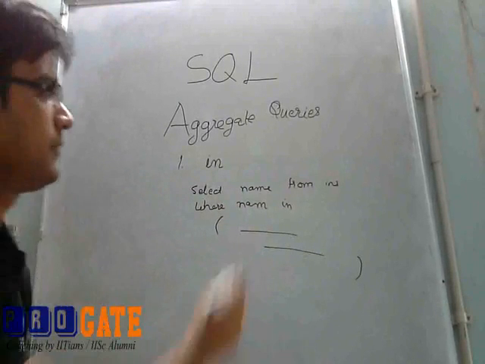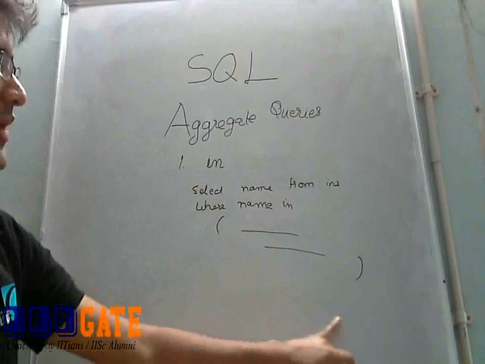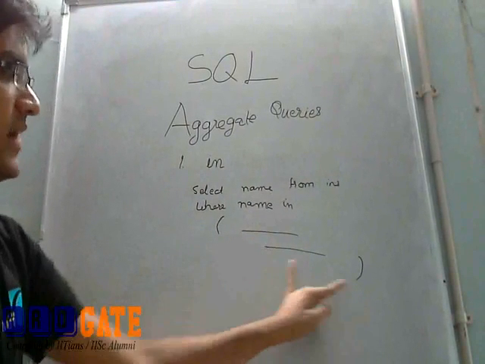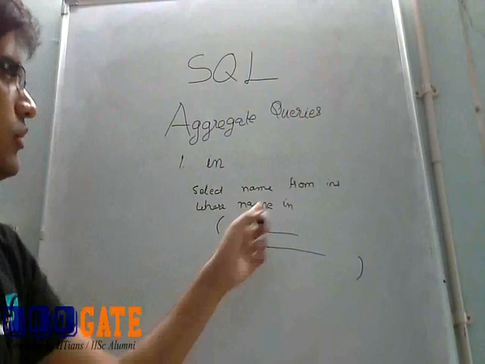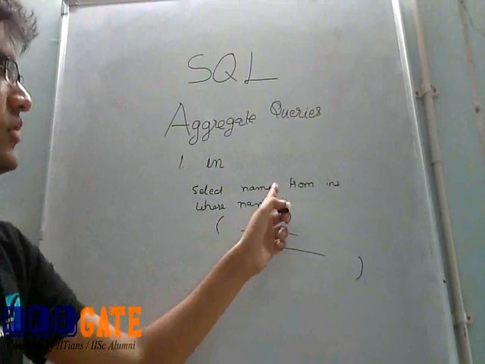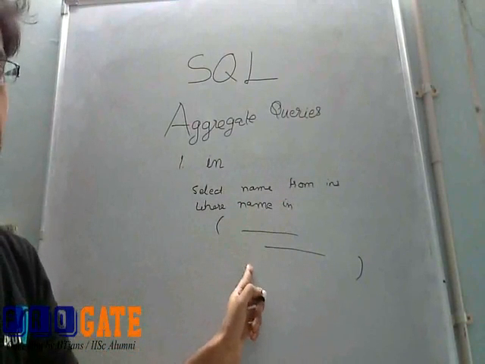and during the execution time, the query inside the brackets is executed first, and then only those names, only those attributes are selected which have a value in the result of this query.